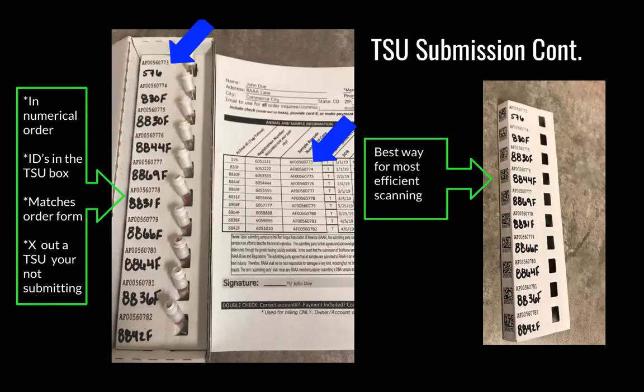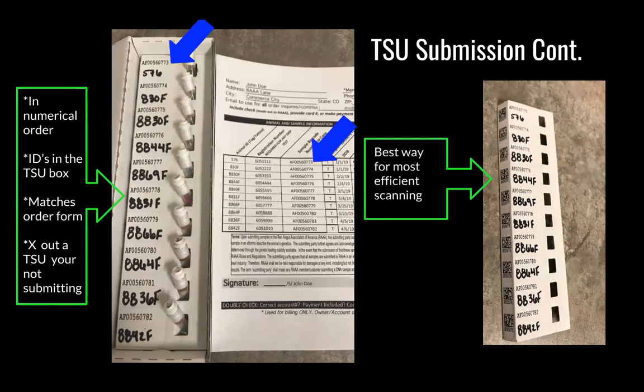If you don't need to use a TSU, let's say 777 ended up passing away before you submitted the DNA, you can just X out the box. That way I know that we're going from 776 to 778. The cardboard that you see over on the right, the little barcodes on the side, that is the easiest way for me to scan things in. So if you can include that, that is excellent. I understand if you can't, but it does make the scanning part of it much more efficient for yourself and for myself.